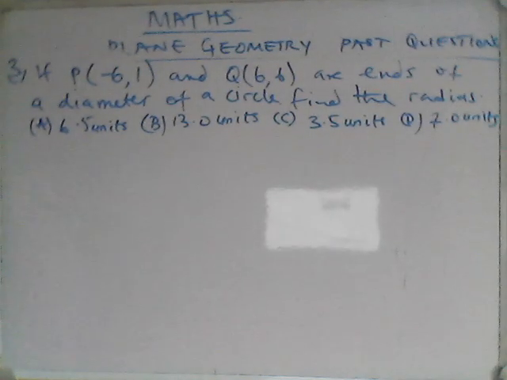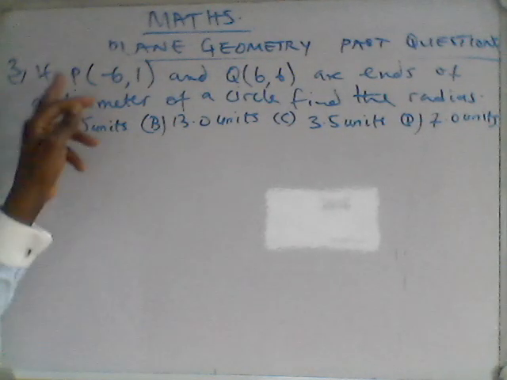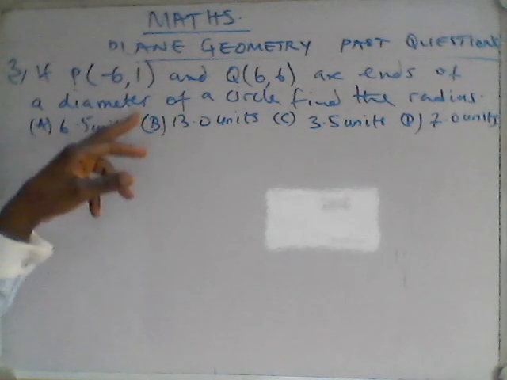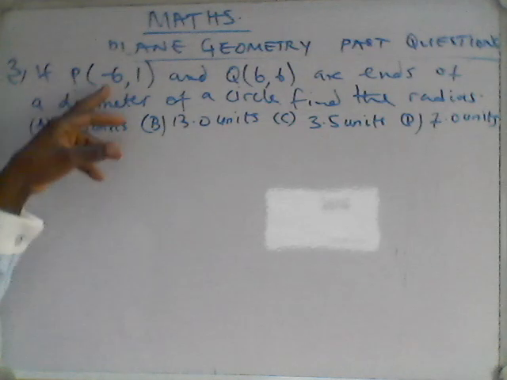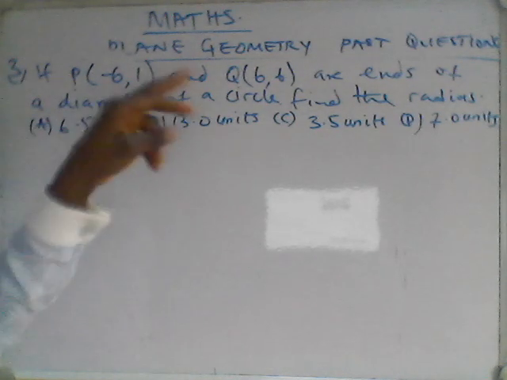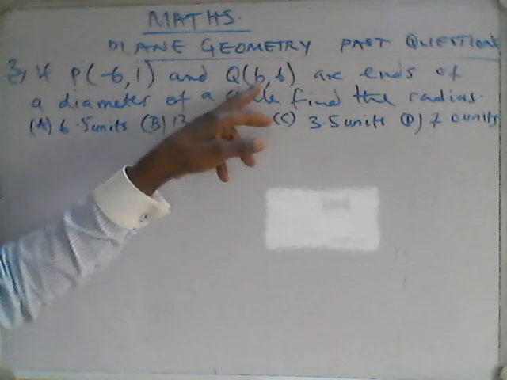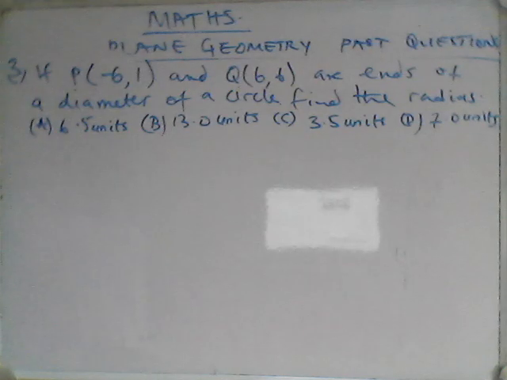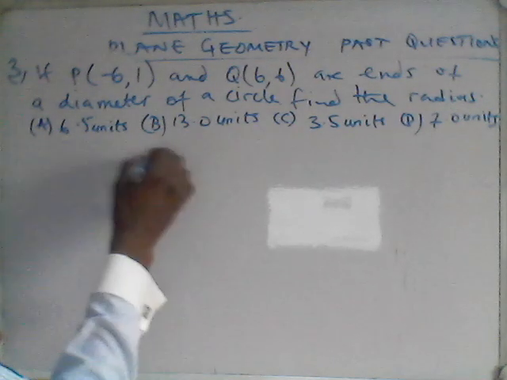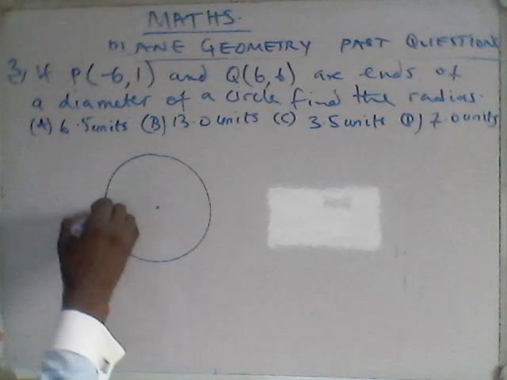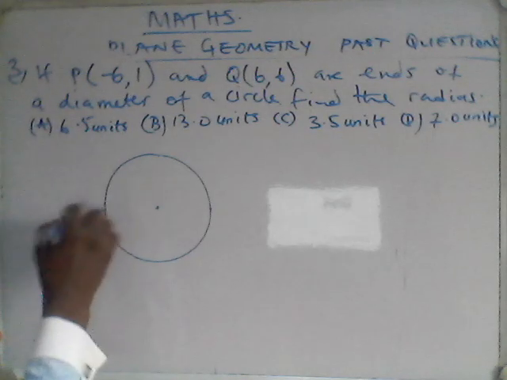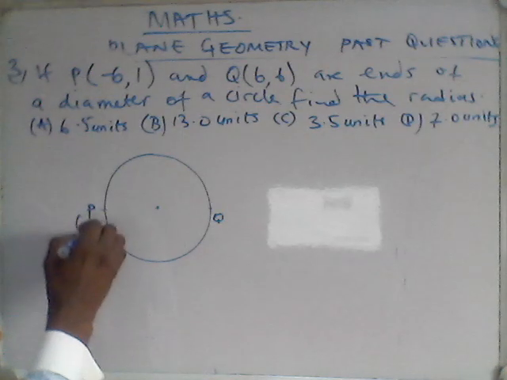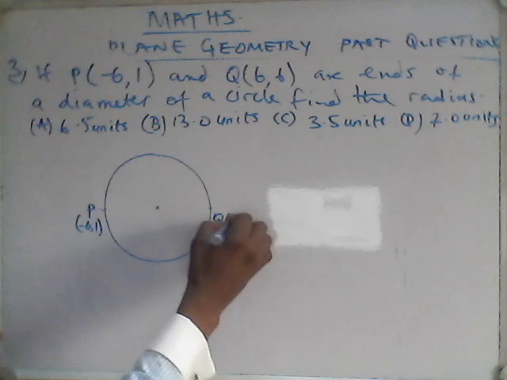Okay, so we have a question on the board. It says, if point P with Cartesian coordinates of -6 and 1, and point Q with Cartesian coordinates of 6 and 6 are ends of a diameter of a circle, find the radius. So this is the circle, and these are the ends of the diameter. Let me call them point P and point Q, and their coordinates are -6, 1, and 6, 6.